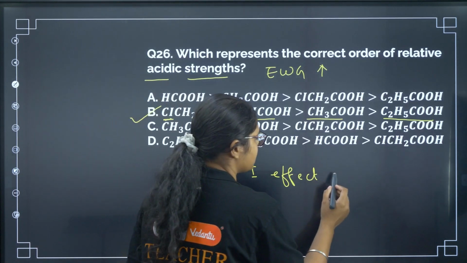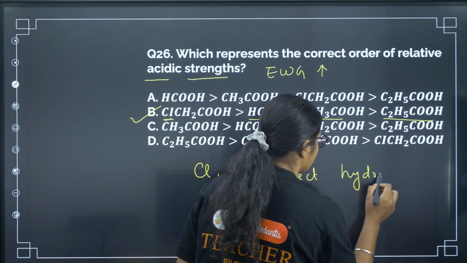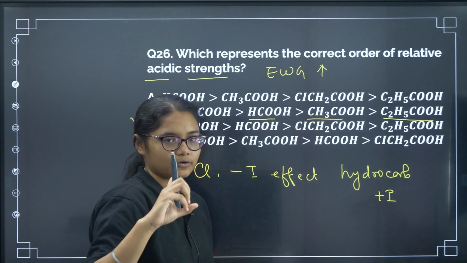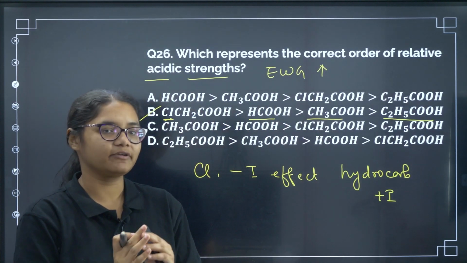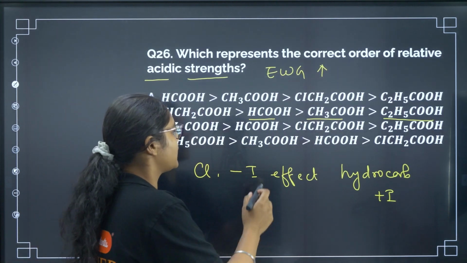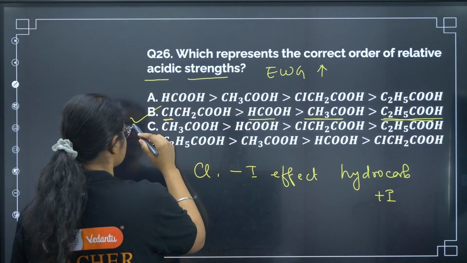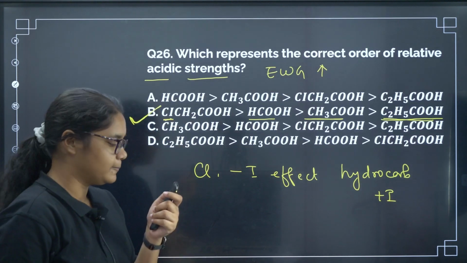Then the factor depends on the hydrocarbon part, which has plus I effect, right? The smaller the hydrocarbon part, the less is the plus I effect, and the more is the stability. So that is why HCOOH, then CH3COOH, and then C2H5COOH. So the correct answer will be option number B.